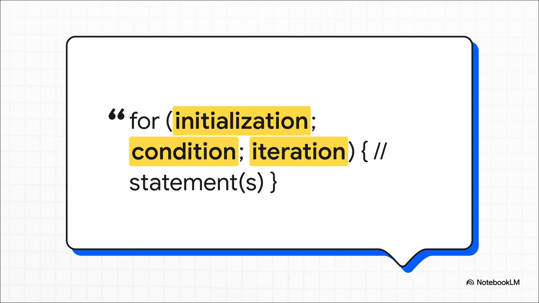But let's be real, the undisputed champion, the one you're going to see everywhere, is the for loop. And the reason it's so popular is its structure. It's just elegant. It puts everything you need, the starting point, the when-to-stop condition, and the what-to-do-after-each-time, all neatly bundled into a single readable line.